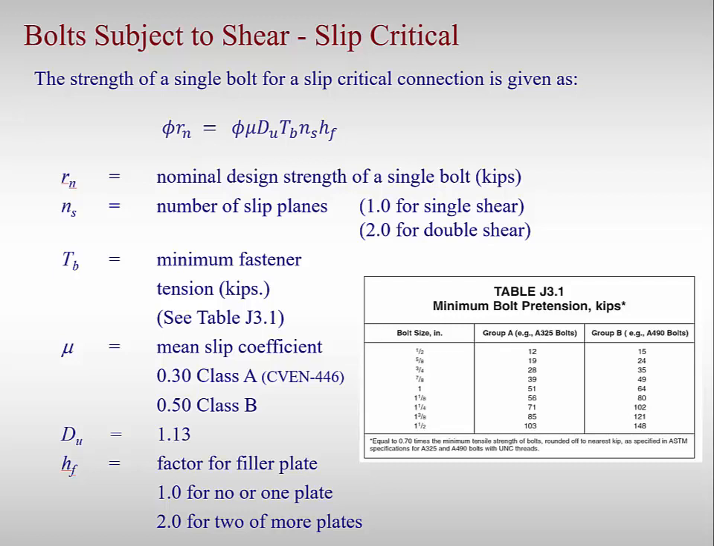J3.1. Two values can be used for the coefficient of friction and are designated as Class A for a value of 0.30 and Class B for a value of 0.50. The conservative value is 0.30, which is Class A, which we will use in CVN 446 unless advised otherwise. The term uppercase D sub U is an adjustment factor and has a value of 1.13.